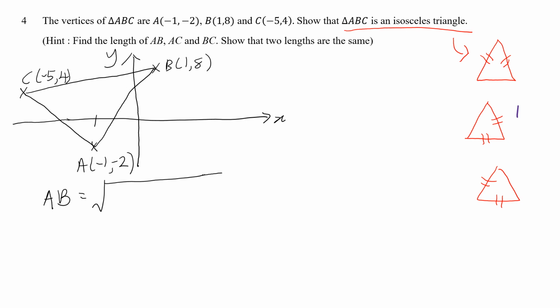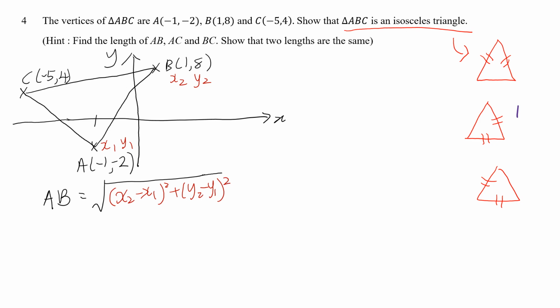Right, so let's do the labeling again. You can label this as x1, y1. This is x2, y2. Okay, let's write down the formula. So you have to remember the formula. It's quite easy to remember. There's a square root there, and then there's a bracket. x2 minus x1 squared plus y2 minus y1 squared.